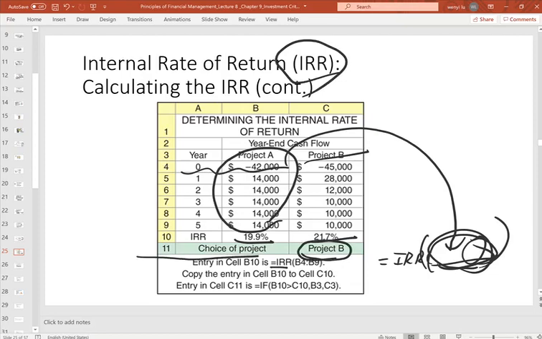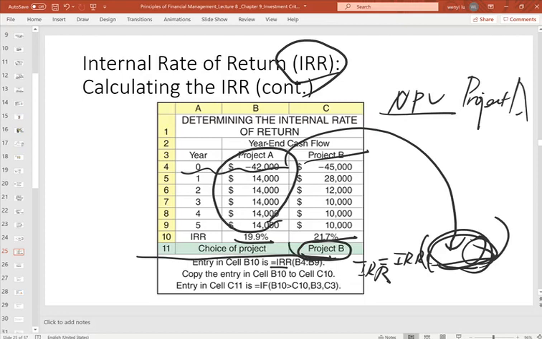So this choice based on the IRR method is actually not the same as the choice we made in the NPV method. For the NPV method, you can refer to the previous examples, where we can see the NPV for the same cash flows for projects A and B. We chose project A there. Now for the IRR method, we choose project B. So these two methods do not always generate a consistent decision.